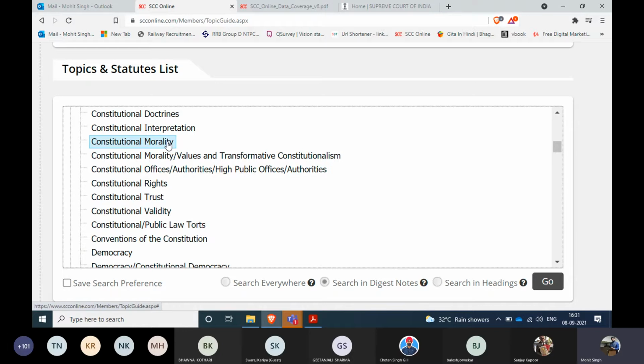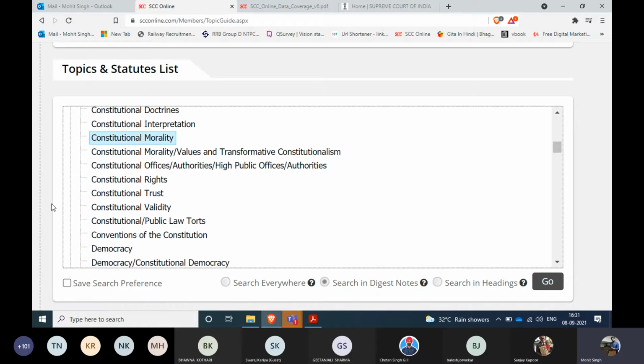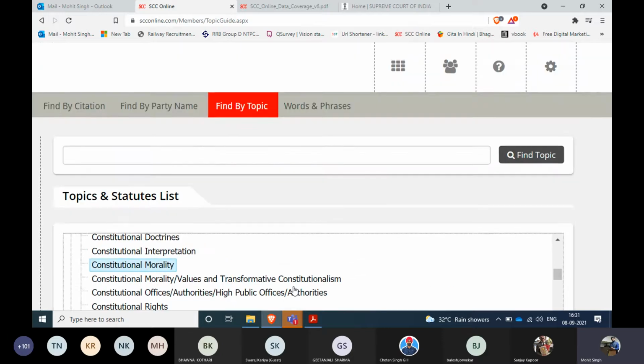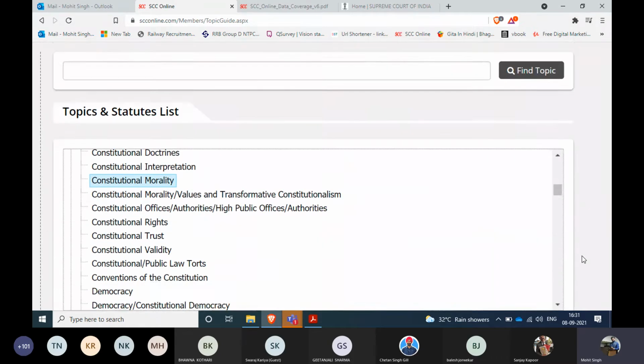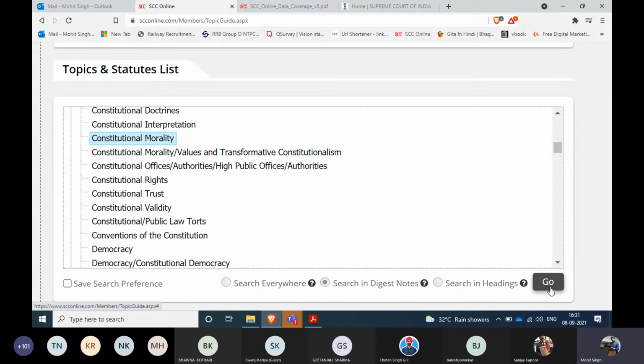Now, once I have made my decision, the software will ask me where I want this keyword to be searched in. So you have the ability to search in everywhere. That will surely act like a word search. Whichever document contains this word constitutional morality, that document will appear in your searches. In case you click on search in digest notes, then your search will be somewhat restricted to only those documents which contain digest notes in them. So let's take a look at it, and let's click on search in digest notes and click on go.